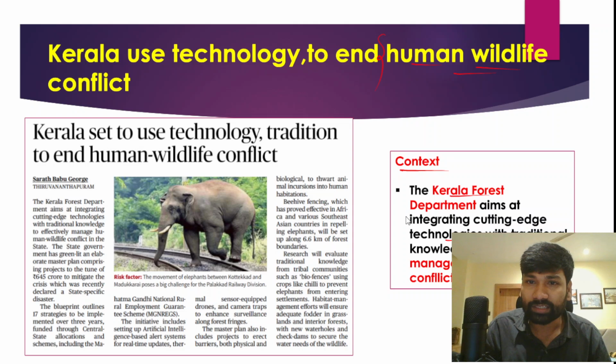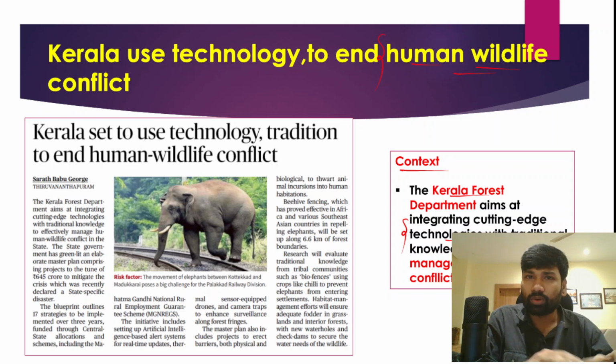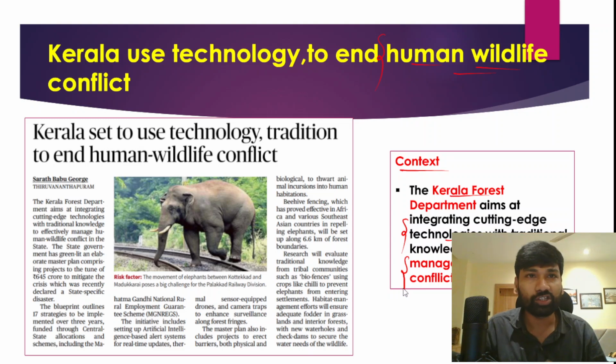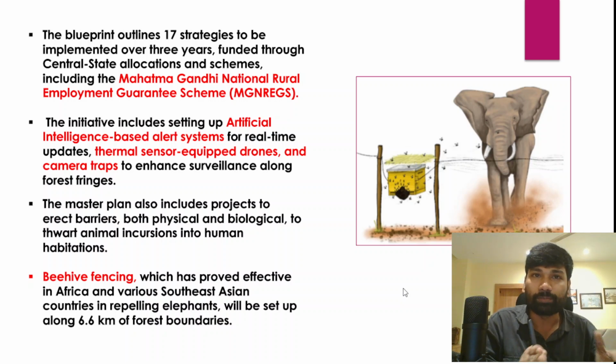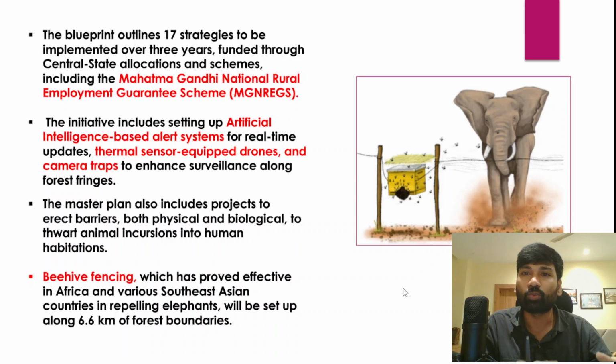So these technologies would be integrated with the existing traditional knowledge of the communities who very often live very closely with the environment. Along with this technology and the existing traditional knowledge, it can be used effectively to manage human wildlife conflicts in the state that have been taking place very frequently, right? So we will understand what framework the Kerala Forest Department is going to develop to prevent human wildlife conflict, right? So this is very important.